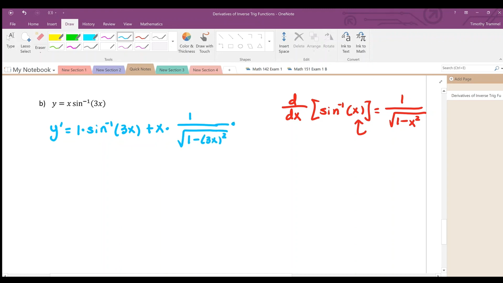Then we still need to multiply by the derivative of the inside function, which the derivative of 3x is just 3. And so we have now found our derivative. Let's rewrite it a little bit. So y prime is equal to sine inverse of 3x plus 3x all over the square root of 1 minus 9x squared.